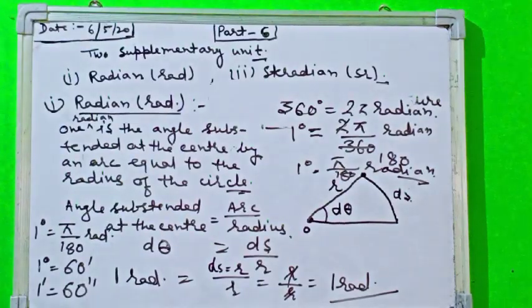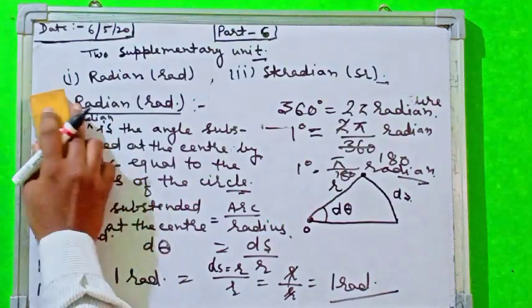So this is about the plane angle. The radian is the supplementary unit which is used for the measurement of the plane angle, and the measurement of plane angle is described in radian.